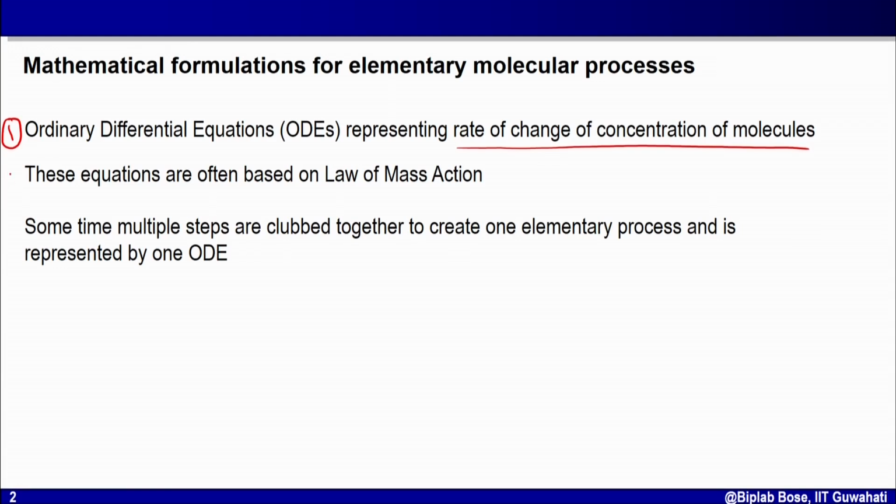Secondly, these ordinary differential equations will often be based on law of mass action that you have studied in school level and we have discussed earlier in the course also. Many a time, the equation may not be exactly following the law of mass action, but it may be inspired from law of mass action and similar to that, because the processes may not be exactly like elementary reactions where law of mass action is valid, but we can get inspired from law of mass action and create an ordinary differential equation, and I will discuss those issues in time.